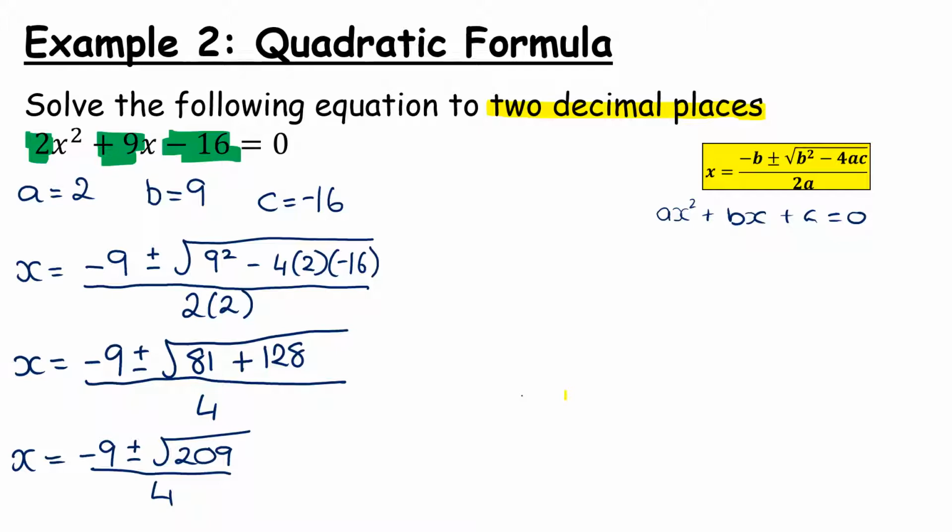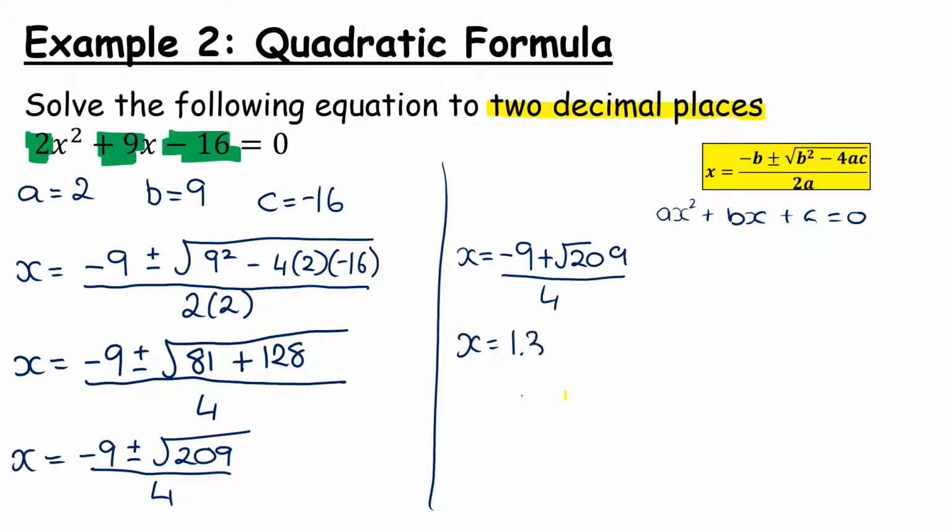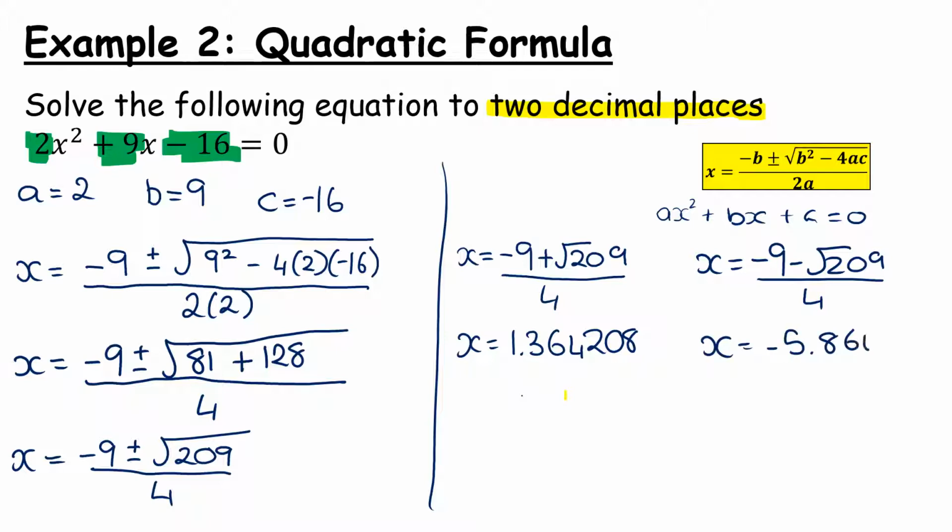So let's go with the positive first. I'm going to go with x equals minus 9 plus the square root of 209 all over 4. So we get x is equal to 1.364208. And then we work with the minus, so x equals minus 9 minus root 209 all over 4, and when we work that out we get minus 5.864208.